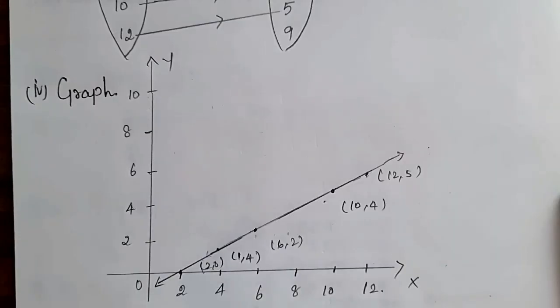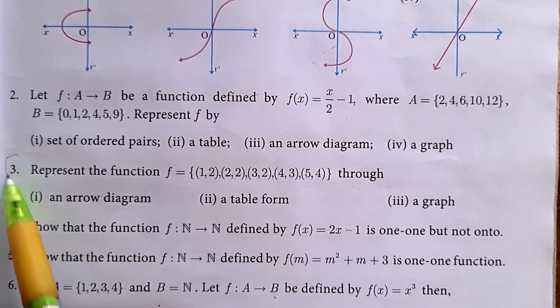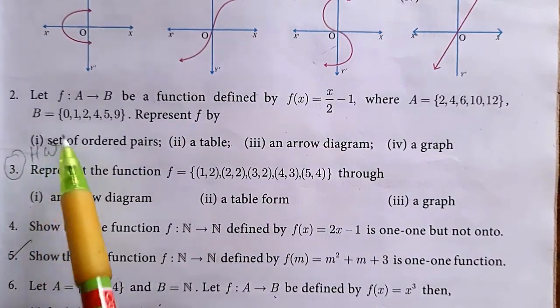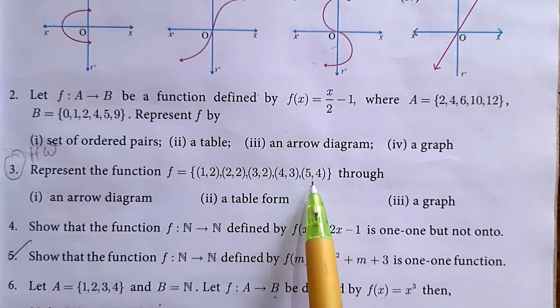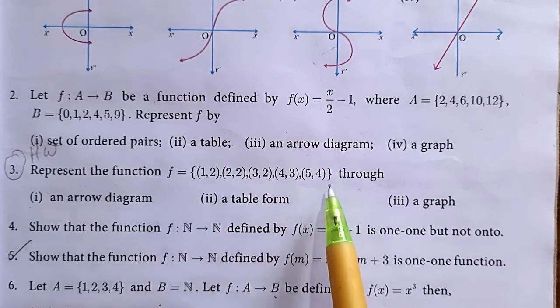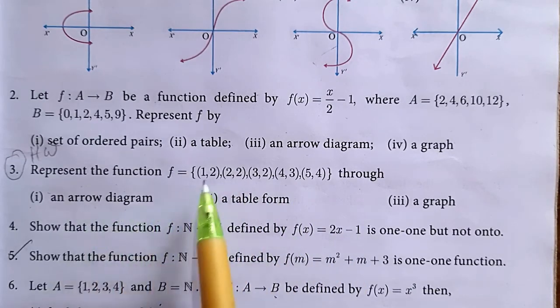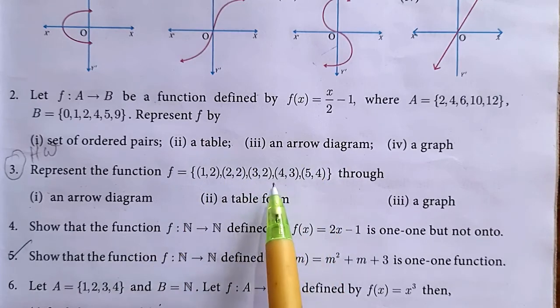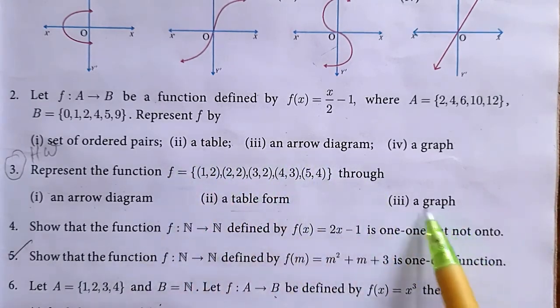So this is our question. This is one of the important 5-mark questions, so you have to learn it. So it's your third question, a homework question. Listen: represent the function f equal to the ordered pairs. There's nothing to find out for f value because everything is given. Just draw the arrow diagram using this function, then make the table, then draw the graph.